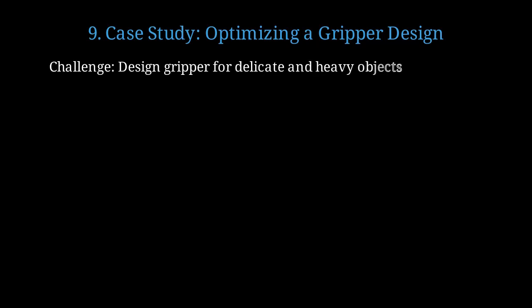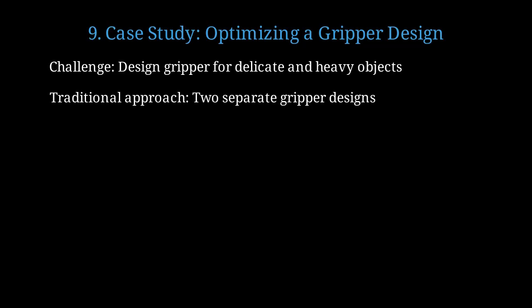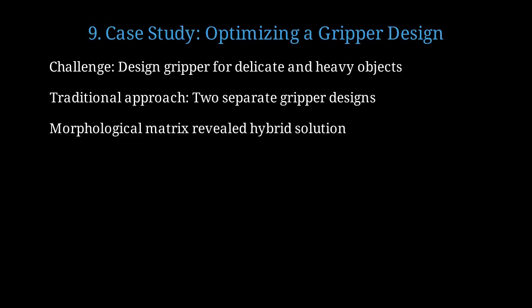Now let's explore a real case study from product design: developing an optimized robotic gripper using morphological analysis. The challenge was to design a single gripper mechanism capable of handling both delicate objects like eggs and heavy objects like metal parts. The traditional approach would create 2 separate gripper designs, one soft gripper for delicate items and one rigid gripper for heavy items. However, the morphological matrix exploration revealed a non-intuitive hybrid solution that could handle both requirements.